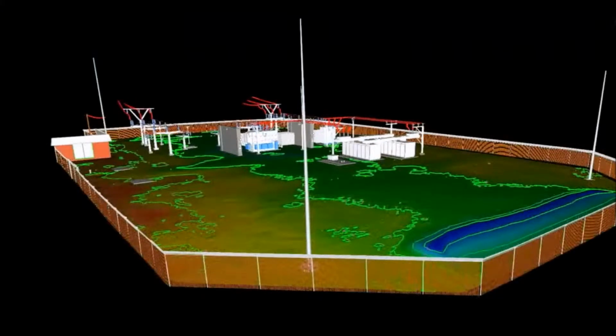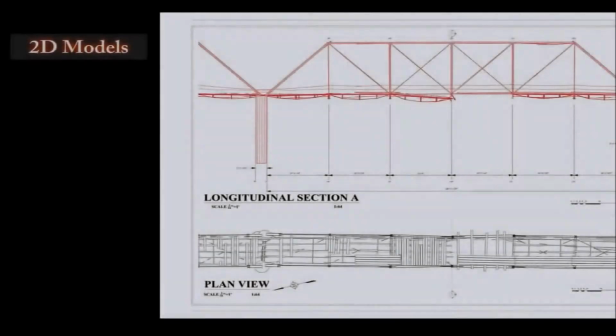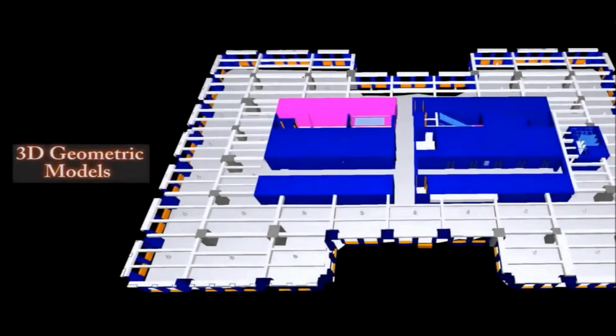There are three basic types of models that are produced from point clouds. The first are two-dimensional models. These are essentially line work, like a topographic map, or a floor plan, or an elevation view of a structure. The second are three-dimensional, geometric, or spatial models. These can be anything from three-dimensional line work, to 3D solids, to NURBS surfaces.